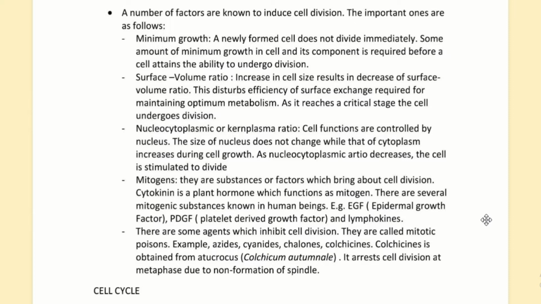There are some agents which inhibit cell division. They are called mitotic poisons. For example, azides, cyanides, chalones, and colchicine. Colchicine is obtained from Colchicum. It arrests cell division at metaphase due to non-formation of spindle.